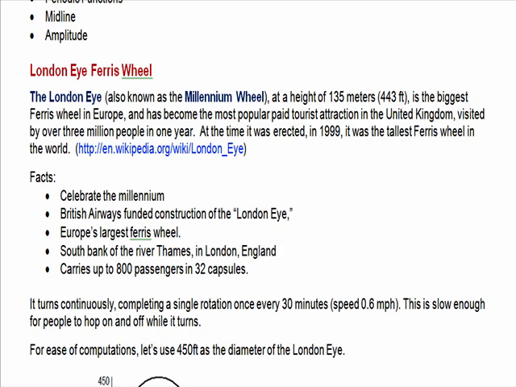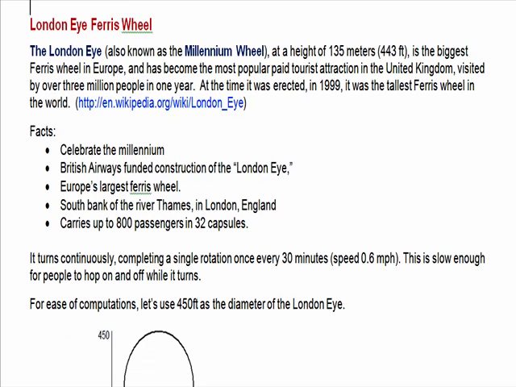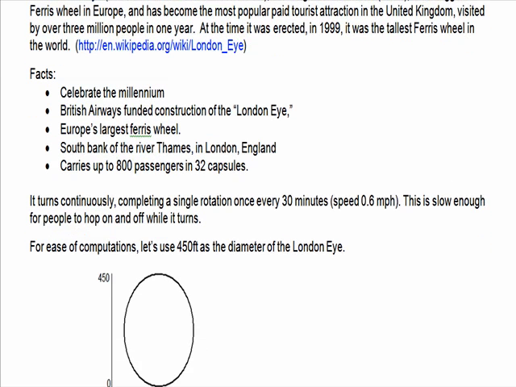The Ferris wheel turns continuously, completing a single rotation every 30 minutes. In other words, it goes about 0.6 of a mile per hour. This is slow enough for people to hop off and on while it turns. So for what we're going to do, I'm going to make the Ferris wheel have a 450-foot diameter because that'll make a little rounder number.